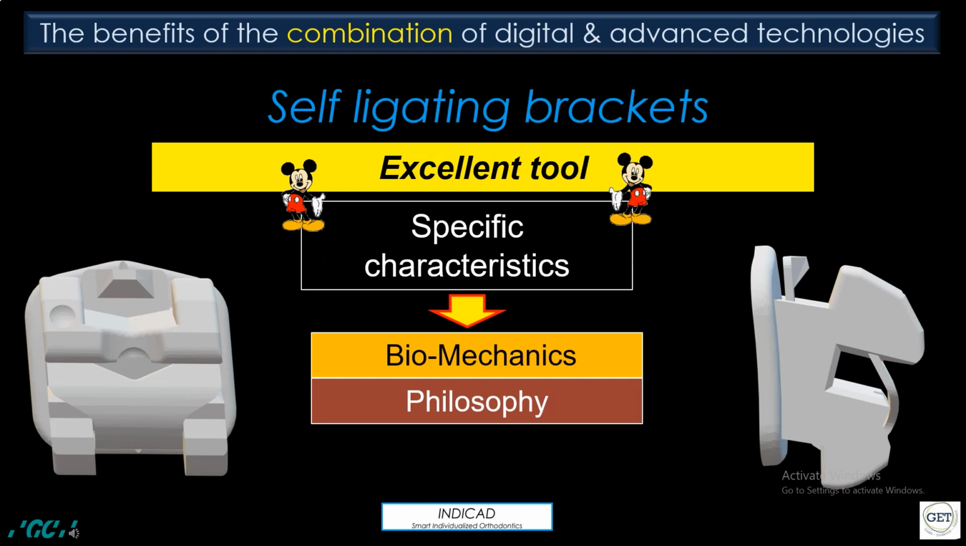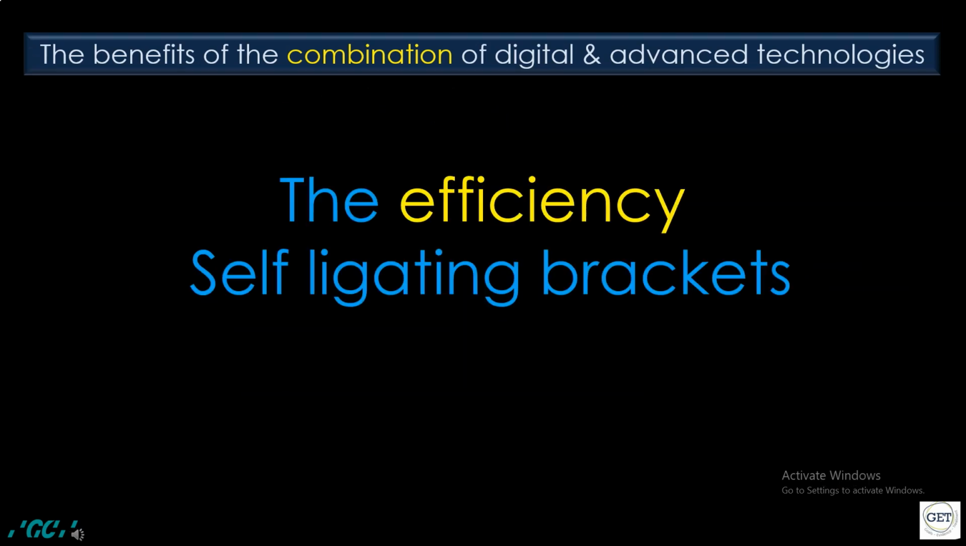Self-ligating brackets can be an excellent tool when the user understands the specific characteristics of the different types of self-ligating brackets, their specific biomechanical and clinical behavior, and chooses and uses correctly the optimal system with adequate philosophy. Understanding the self-ligating bracket systems offers us the advantage of efficiency and control.